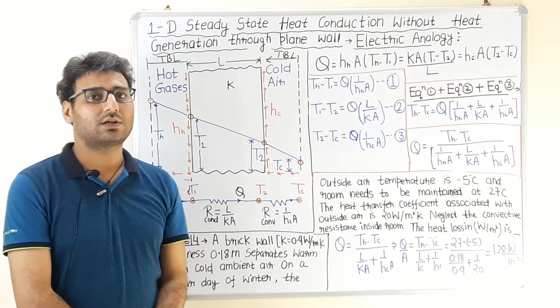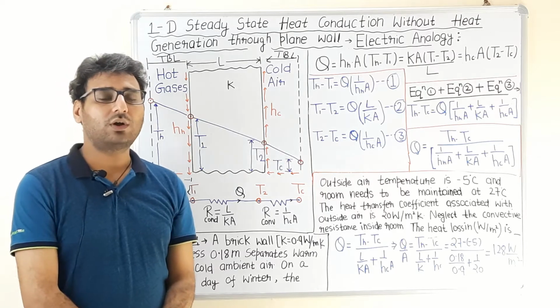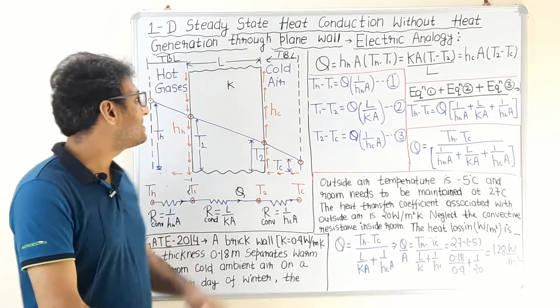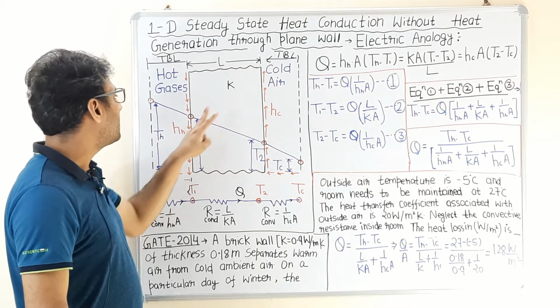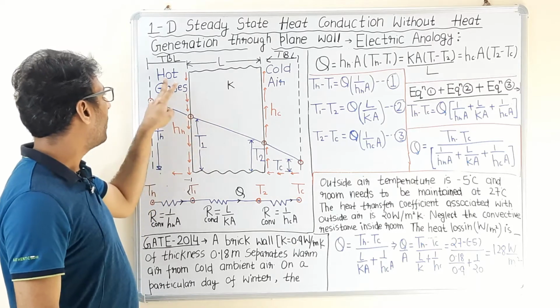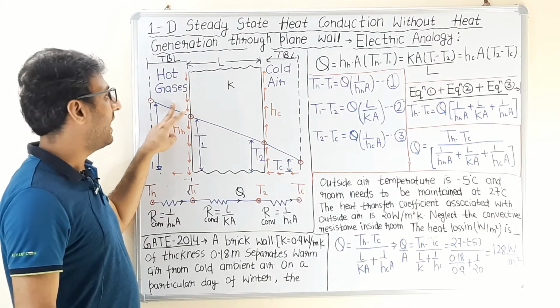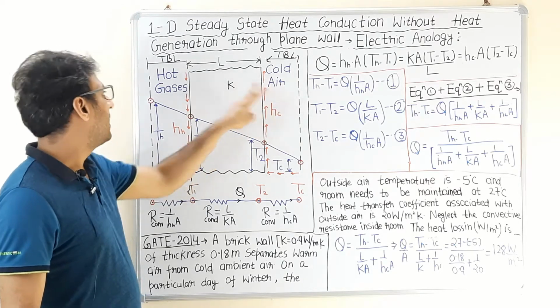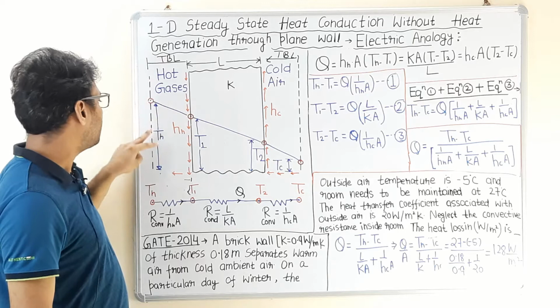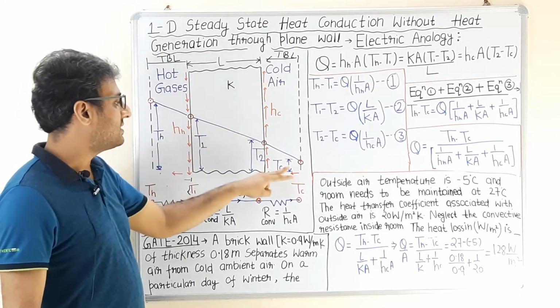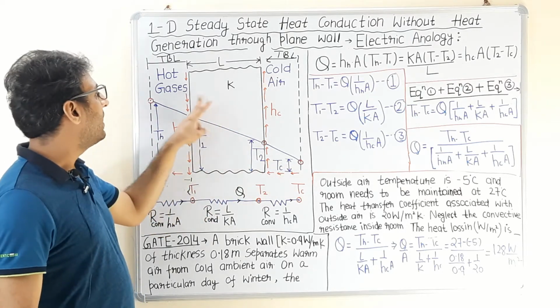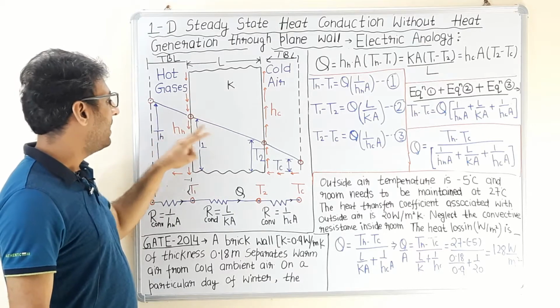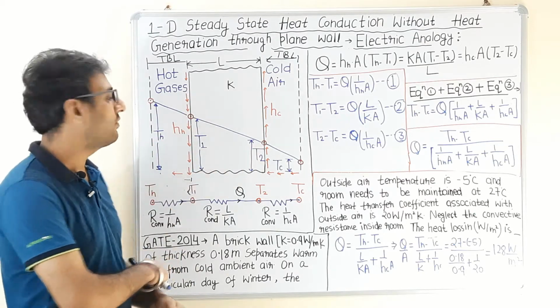State heat conduction through a plane wall without heat generation. Now consider a plane wall. This wall is exposed to hot gases on one face and exposed to cold air on the other face. The temperature of the hot gases is Th, the temperature of the cold air is Tc, the temperature of the inner face of the wall is T1, and the temperature of the outer face of the wall is T2.